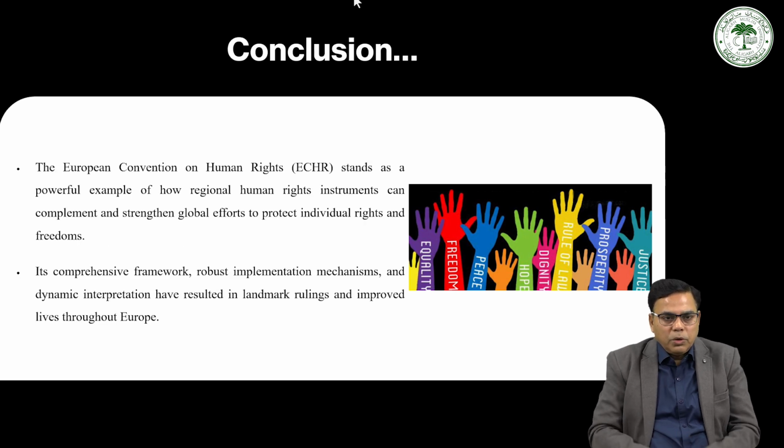In conclusion, we are going to have these points. First of all, the European Convention on Human Rights stands as a powerful example of how regional human rights instruments can complement and strengthen global efforts to protect individual rights and freedoms. So you see the robust mechanism of implementation and the protection that is there. So it becomes an example for other regions and countries.